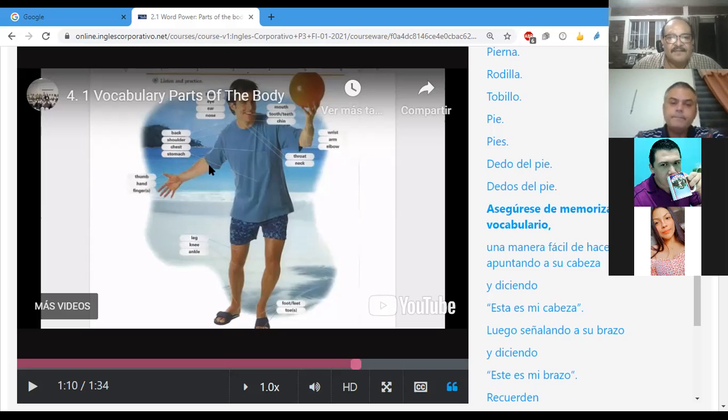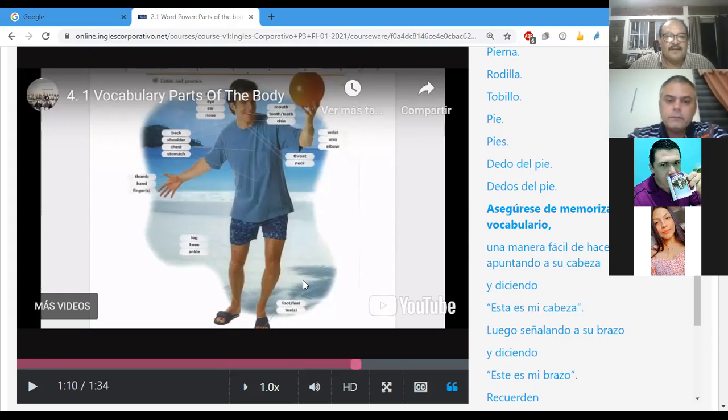Stomach, with a ch, con una K. Stomach. Chest. You can say chest is different. Chest. And sh. Chest. Shoulder. When you say shoulder, it's sh. Shoulder. Back. That's the back.